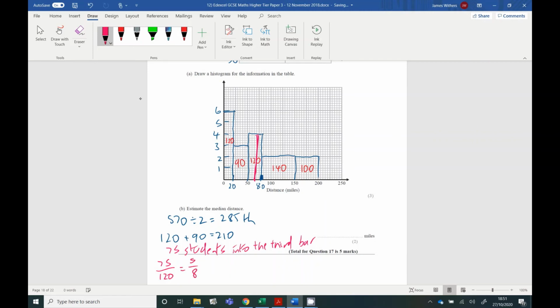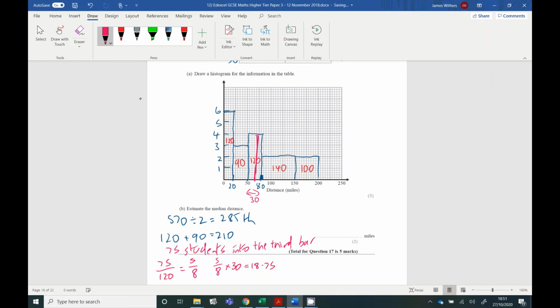Now this bar is going from 50 to 80. So we need to go 5/8 of the way along from 50. So what is 5/8 of this extra 30? 50 to 80 is a length of 30. What is 5/8 of that length? So 5/8 times 30 gives us 18.75.